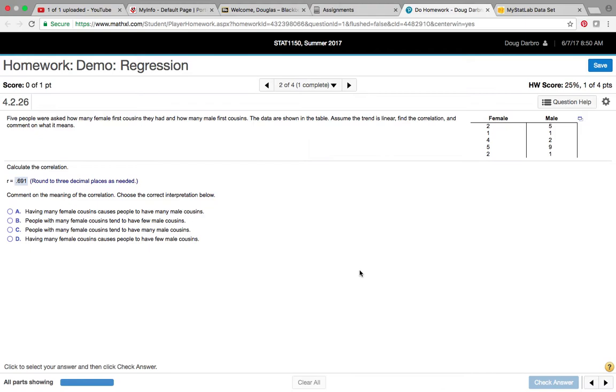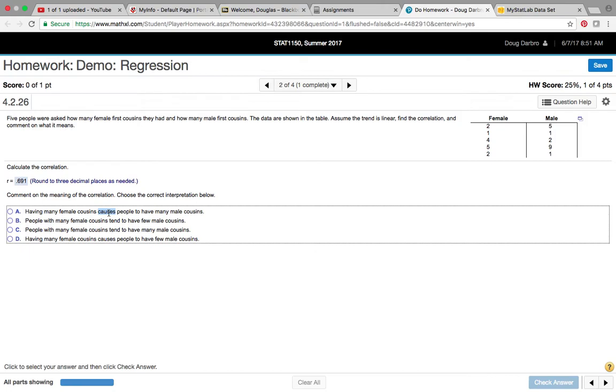Now, comment on the meaning of the correlation. Choose the correct interpretation below. Having many female cousins causes... Now, guys, right there, anytime you see that word causes, you know that can't be the correct answer, because regression and correlation have nothing to do with causation. You can show in statistics that you can model causation, but you can't prove causation through regression. So A is the worst answer here.